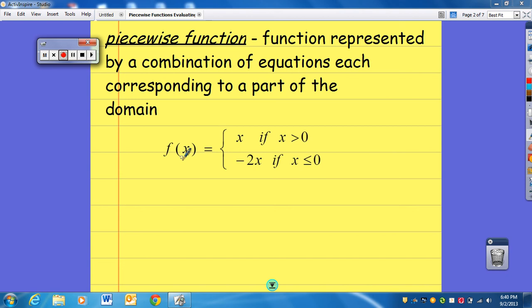For example, here we have the function f of x is equal to the first equation. It would be equal to x if x is greater than 0. It would be equal to negative 2x if x is less than or equal to 0. So, for example, if I were to pick the number 5, then I'm going to plug that into my first equation. So if x is 5, then y would also be 5.